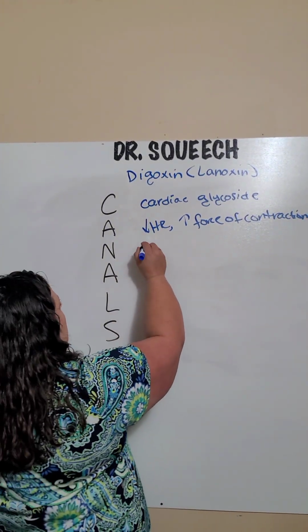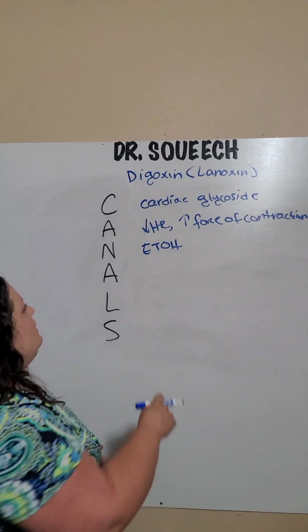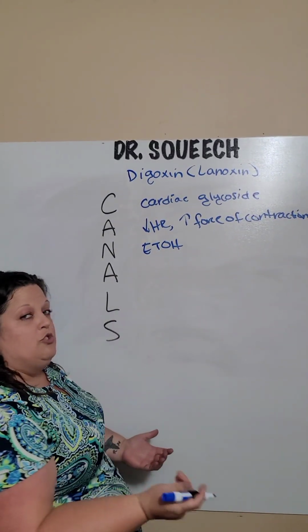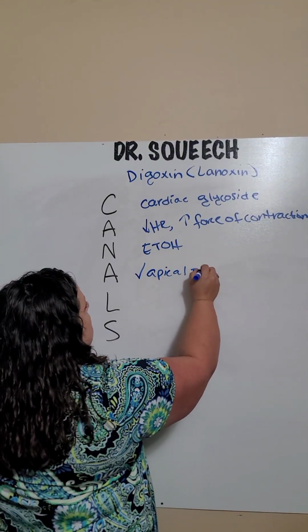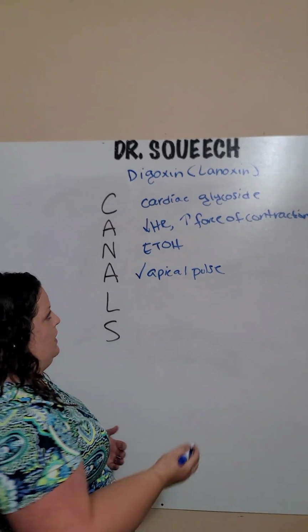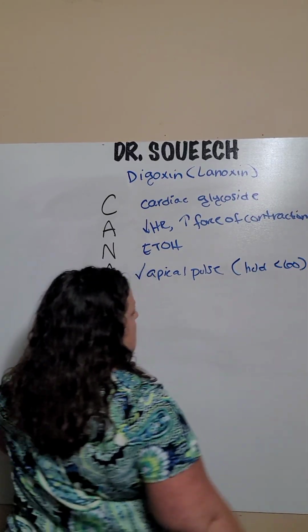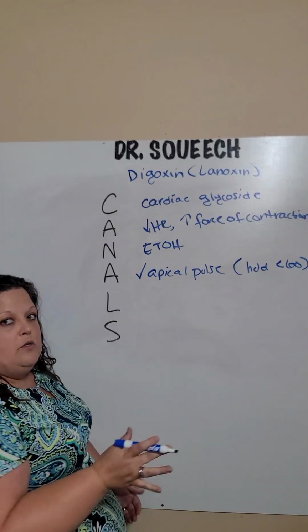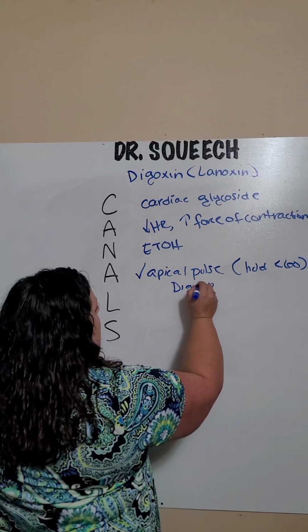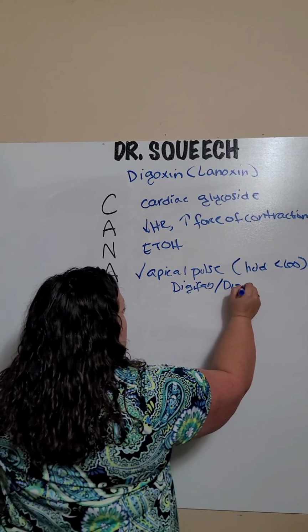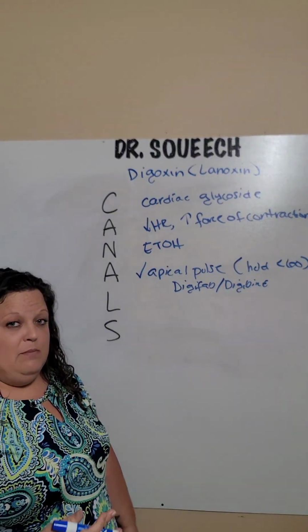Nutrition, we tell people, avoid alcohol, but there's not really a whole lot of things that we pick on with digoxin. The administration guidelines, you do have to check an apical pulse, and you should hold the medication if the pulse is less than 60, okay? There is also an antidote. So the antidote for this is DigiFab, also known as DigiBind. This is going to bind to the extra medication in the system and help the organs flush it out of the body.